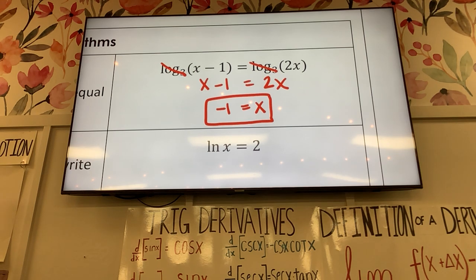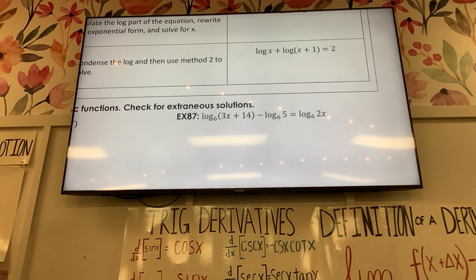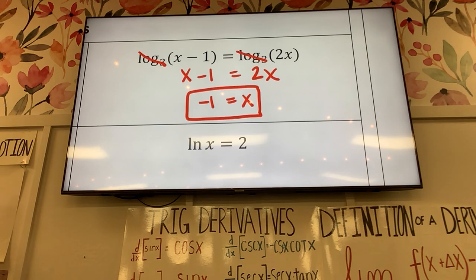Okay, now there is something special you have to check for with logs, and it says in the directions right here, with logs, you have to check for extraneous solutions. Everybody's least favorite thing in the world. Yes. Alright, so checking for extraneous solutions is not as bad as you are going to think. What you need to do is you are going to go back to your original log.